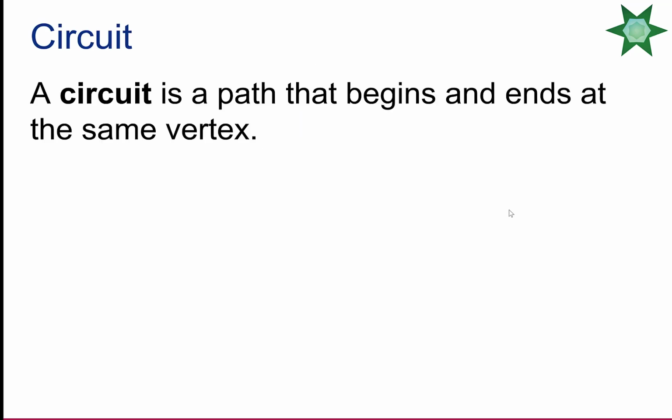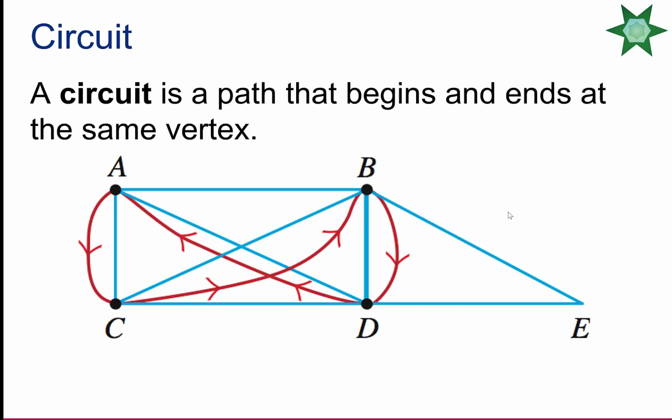A circuit is a path that begins and ends at the same vertex. So if we take this here, I'm not sure where we're starting. Let's say we started at A, we went to A, to C, to B, to D, and back to A.